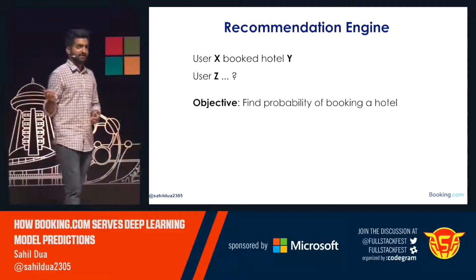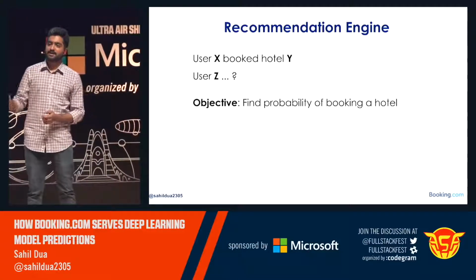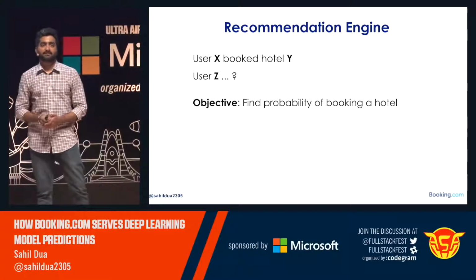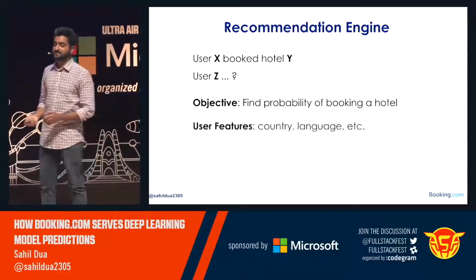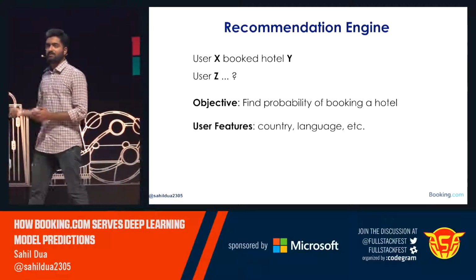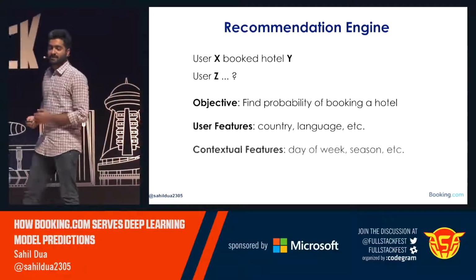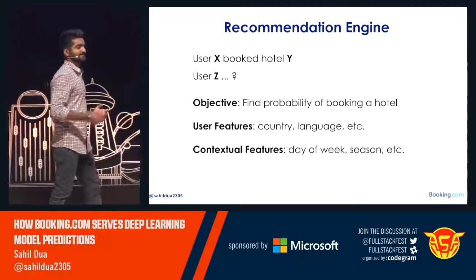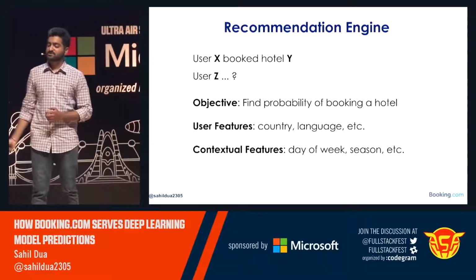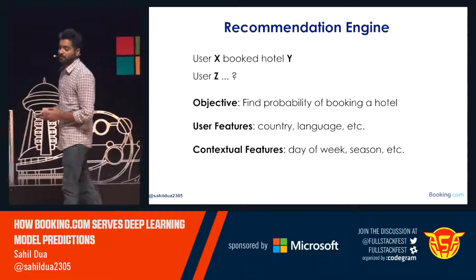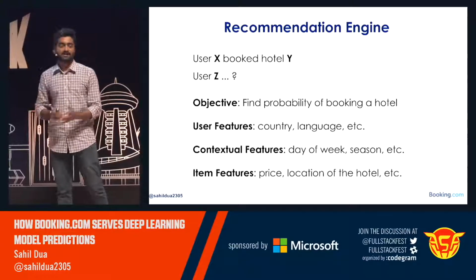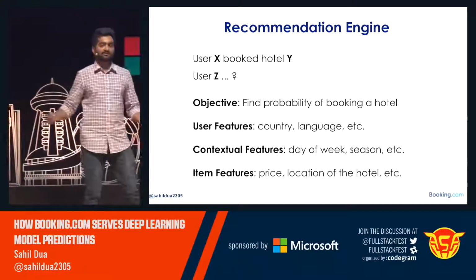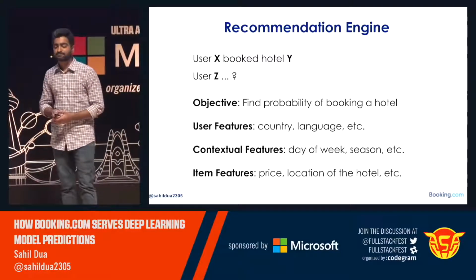So the objective we have is we want to find a probability of a particular user Z booking a particular hotel. And we have certain features like country or language of the user, where they are coming from. We have contextual features like when they are looking for it, what's the day, what's the season. And then we have some information about the hotel, the item features, like what's the price, what's the location, is it near the beach, does it have a pool or swimming pool or something like that.